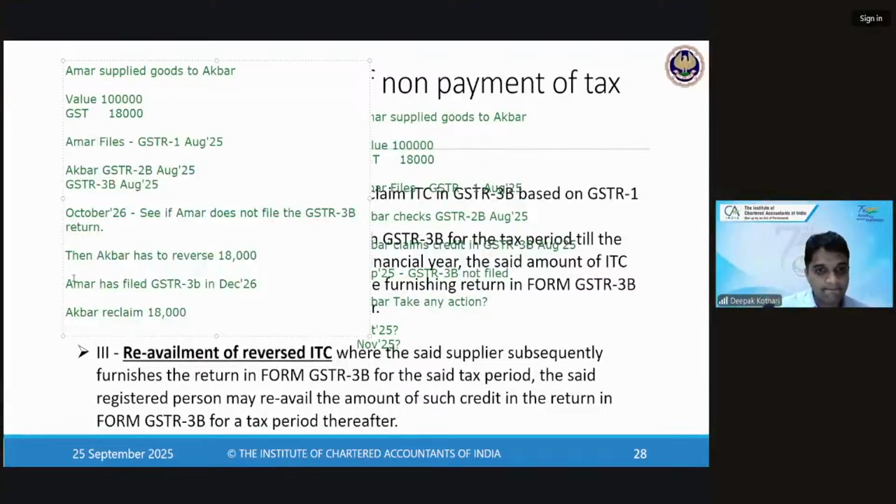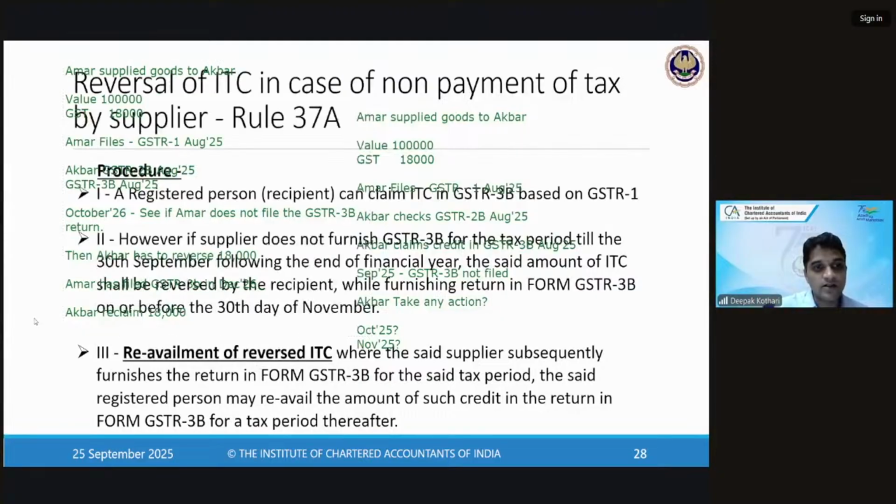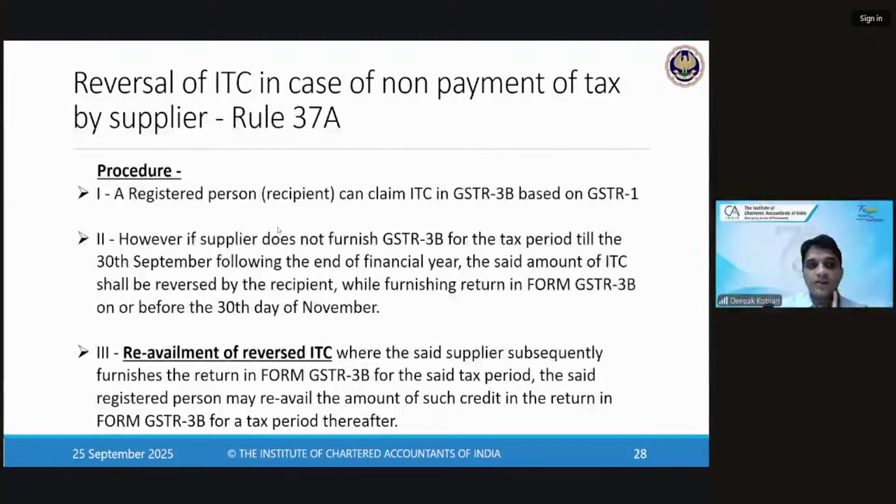Okay. So that is the provision on reversal of ITC for non-payment of tax. With the example, now we are clear.